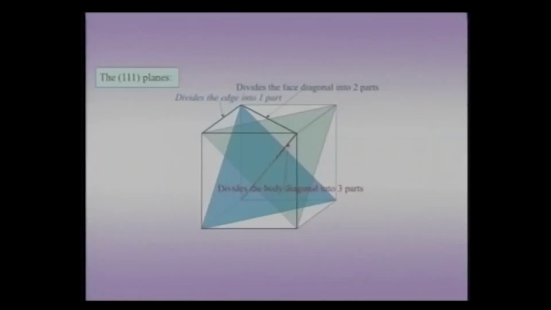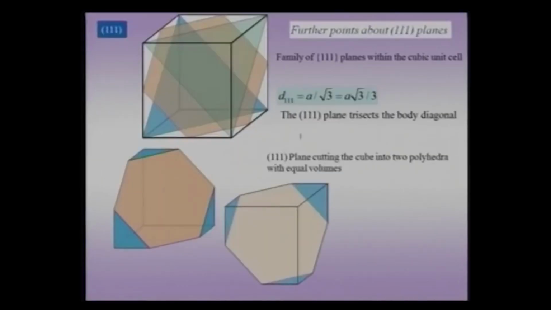Maybe that is shown in one of the slides coming up. Let me see, yeah, here. So, if I have a body diagonal of the cube, the 111 plane actually divides the body diagonal into 3 parts, and this is important because the 111 planes which trisect the body diagonal will be the blue plane and the green plane.